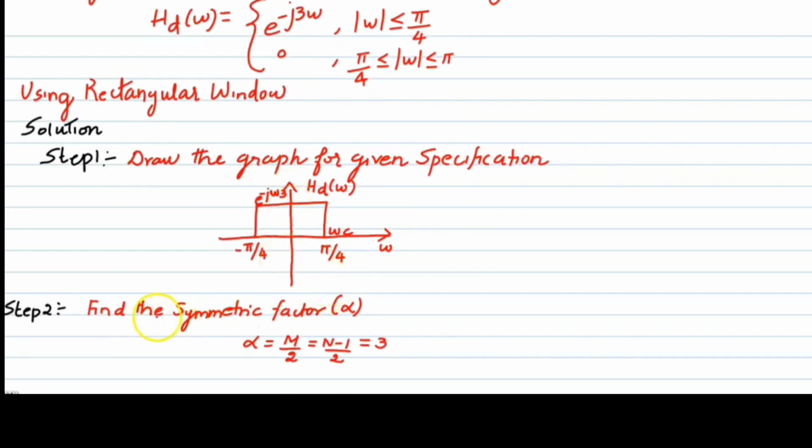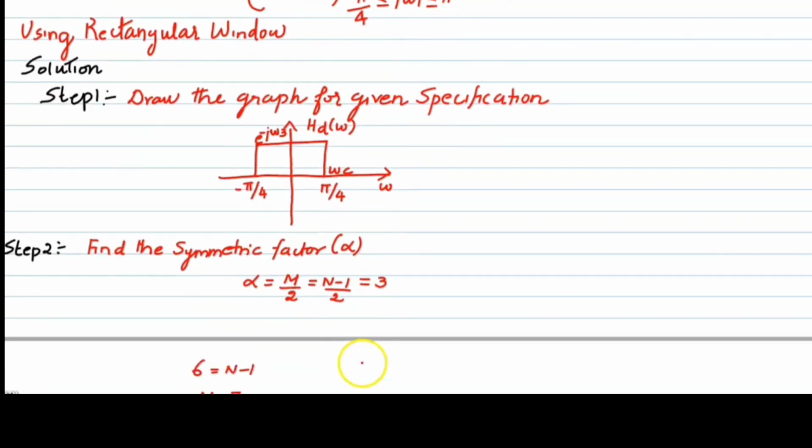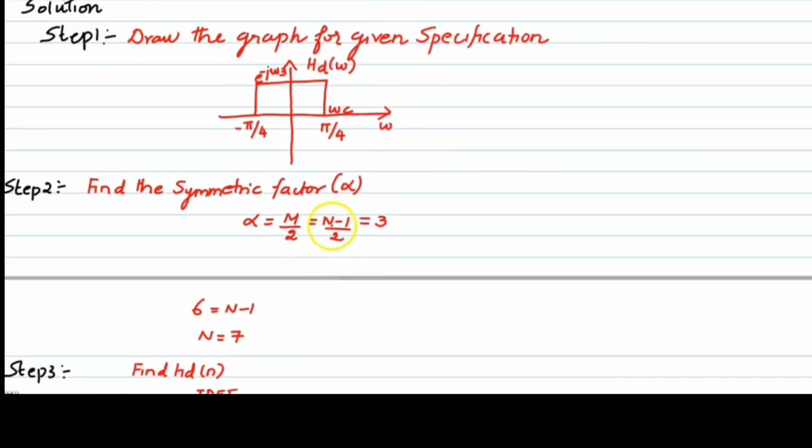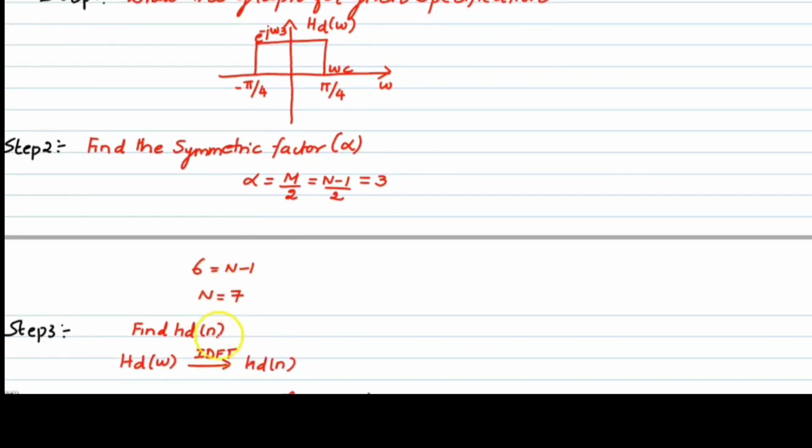So the second step is to find the symmetric factor alpha. They have given alpha is equal to 3, that is equal to m by 2, that is equal to n minus 1 by 2. So the n minus 1 value is equal to 6, so the n value is 7. Likewise, I can find the value of m, that is equal to 6.